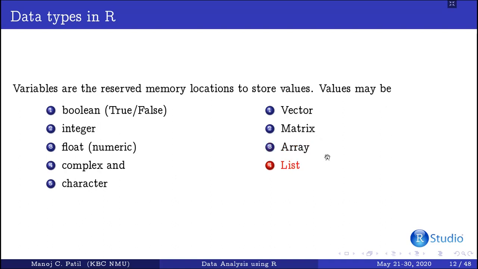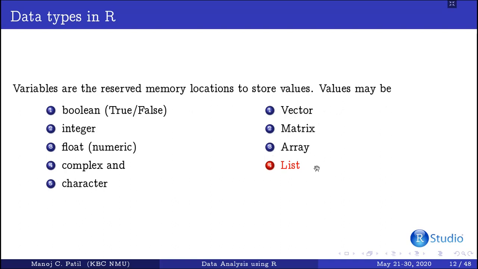Okay. A list is again a collection of these 5 data types, but it is different from a vector, as a vector is a collection of data with a single data type. For example, if a vector has n variables inside, then all n variables are Boolean type, integer type, float type, complex, or character. So a vector has only the Boolean data type, but it is not the case with the list.